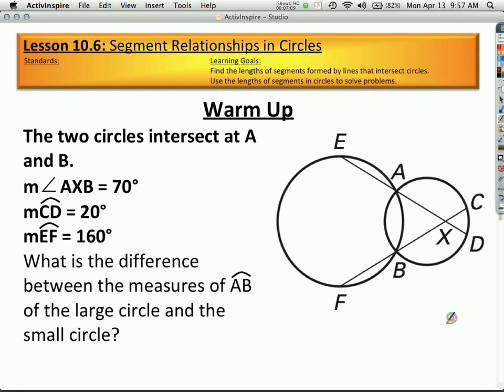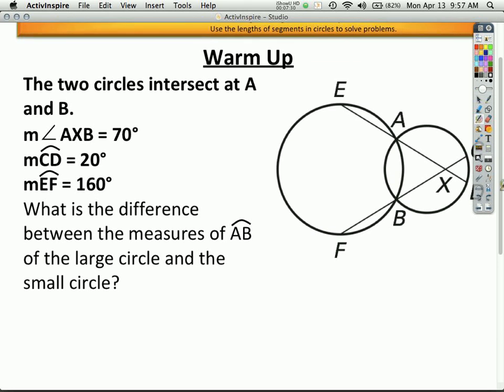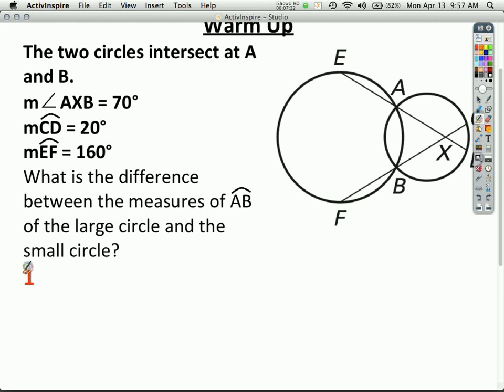I got student 6, 16, 13, 18, and 3. Student number 6, what'd you get? Student number 16. Not here. Student number 13. Student number 18. Student number 3. So I got 3 students who agree that it is 100, and the correct answer is 100.